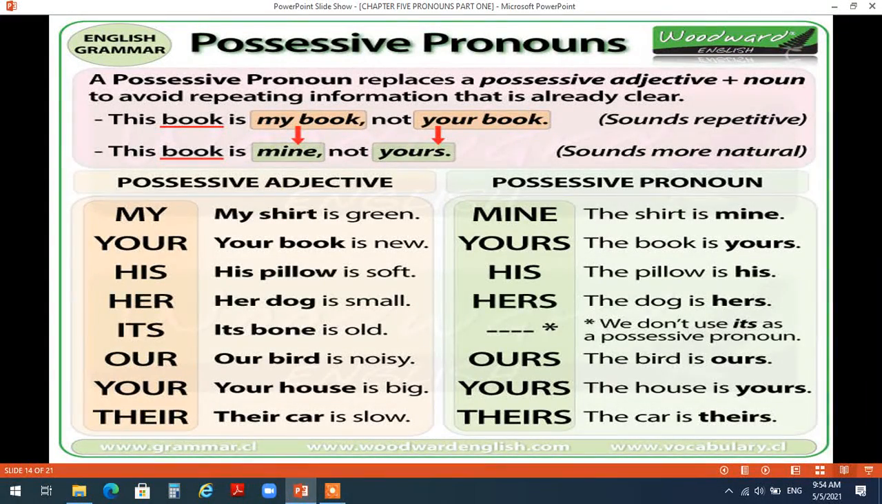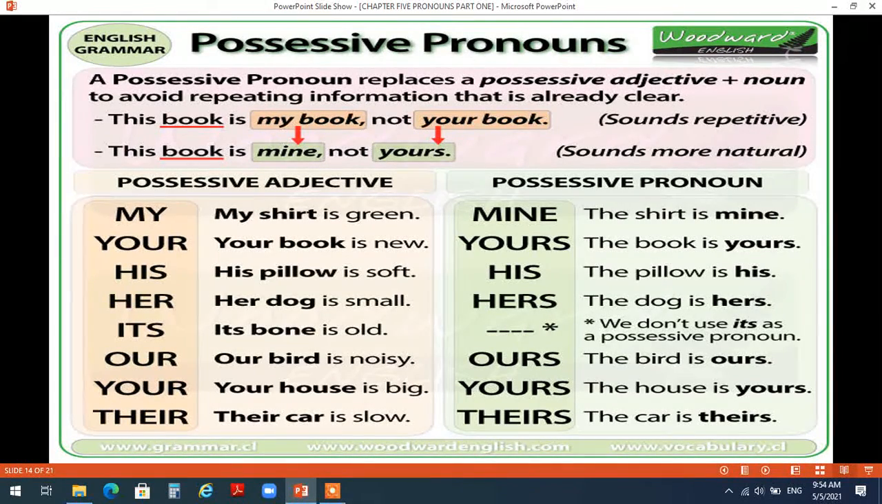His pillow is soft. This is a possessive adjective because it is followed by a noun. While the pillow is his, this is a possessive pronoun. Her dog is small. Again, her is a possessive adjective because it is followed by a noun. While the dog is hers, this is a possessive pronoun. Its bone is old.